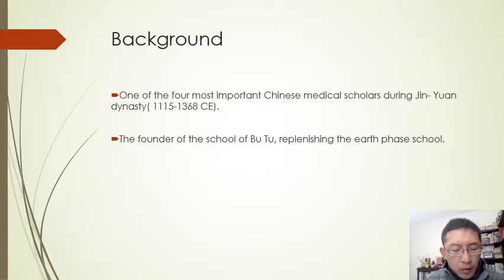He contributed an abundance of valuable medical work during his 50 years of practice, in which the three most important masterpieces are 脾胃论, 内外伤辩惑论 and 兰室秘藏. So the first two books record his most important theory and findings. The third one is his clinical practice.